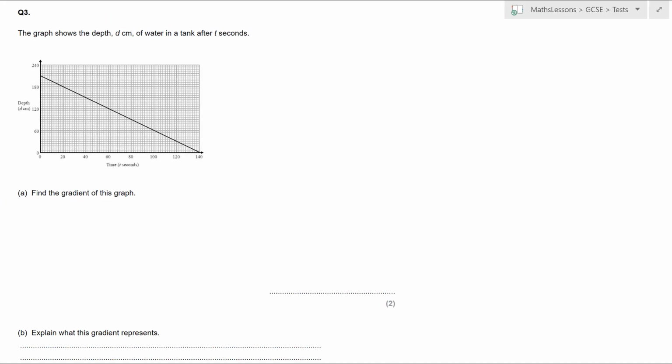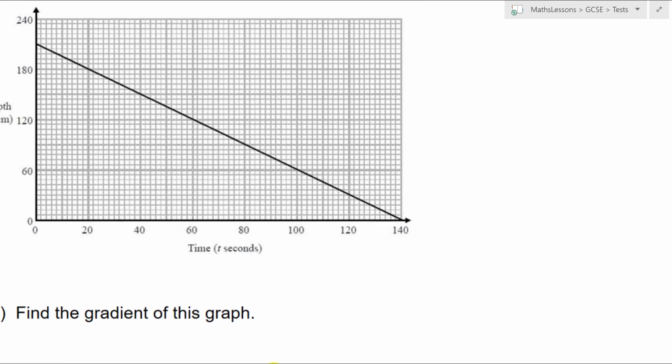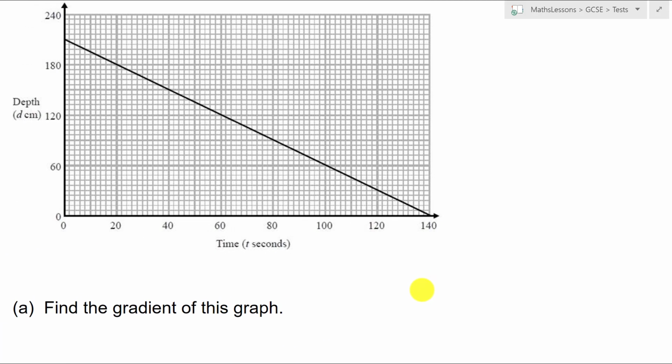Right, in question 3, the graph shows the depth d in centimetres of water in a tank after t seconds. We want to find the gradient of this graph and explain what this gradient represents. So let's zoom in on the graph to make it easier. We can see that it goes through the point exactly halfway between 180 and 240, so that's 210, and it goes all the way down to 0.